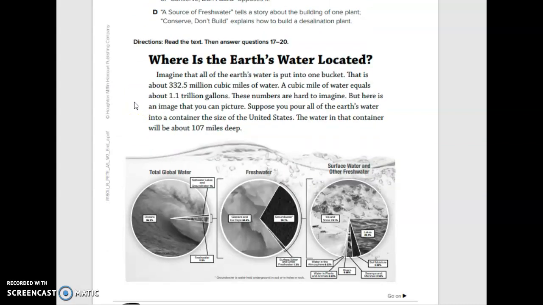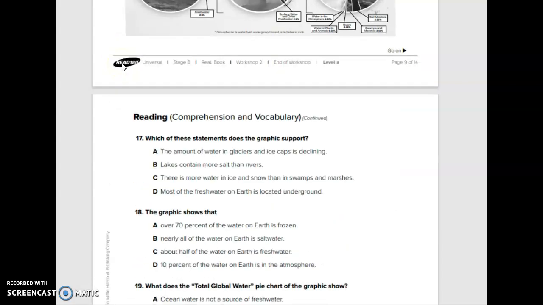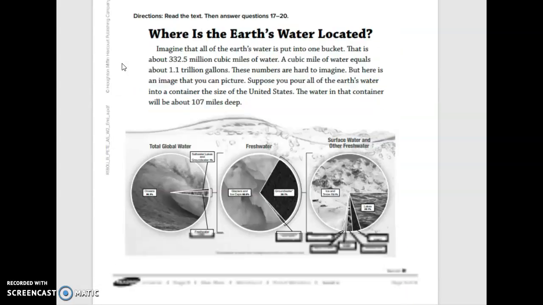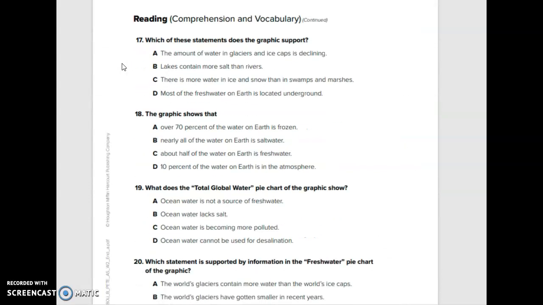Okay, next up, read the text, then answer questions 17 through 20. This article is titled Where Is the Earth's Water Located? Take your time, read through the passage. This one's pretty short, and then we have 4 questions to answer. Number 17. Which of these statements does the graphic support?